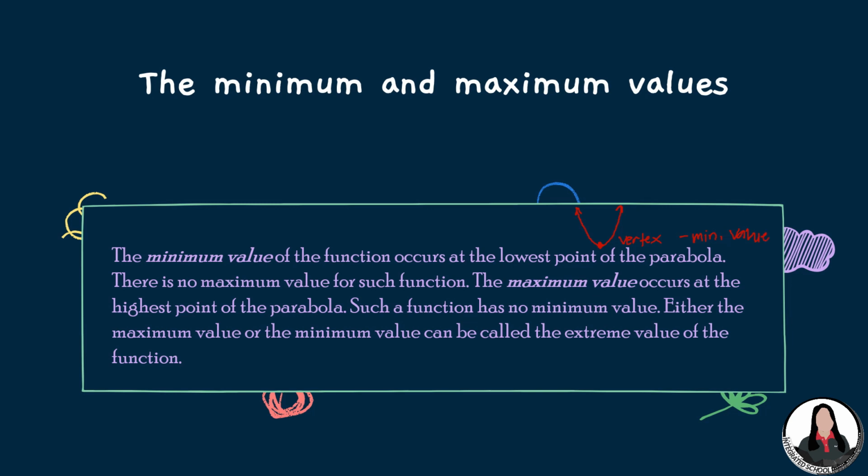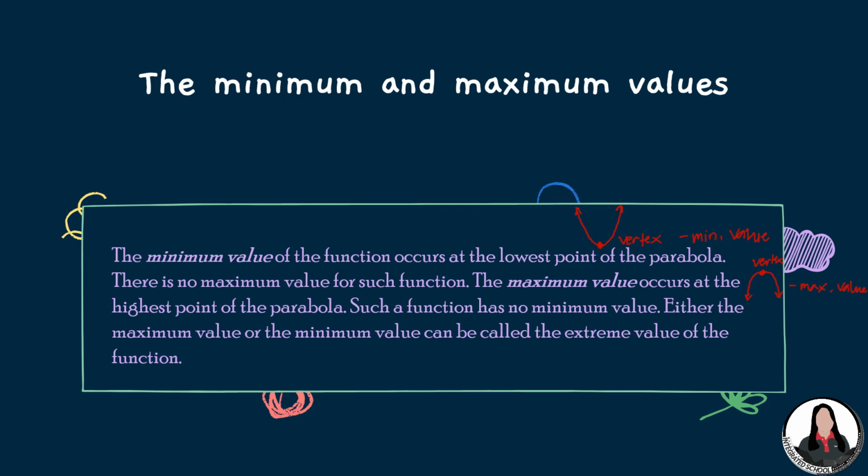On the other hand, the maximum value occurs at the highest point of the parabola. Such a function has no minimum value. So let me illustrate again one simple parabola that opens downward. Since sabi natin, maximum value occurs kapag there is a highest point in the parabola, or the highest point of the parabola is the vertex. So therefore, this will become your maximum value. Such a function has no minimum value kasi nga maximum value lang ang meron.